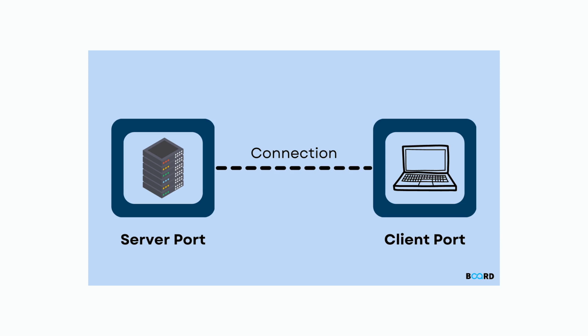The client creates a socket that identifies the IP address and port of the server it wants to connect to, initiates the connection, sends its request to the server, and receives the data in response. This seamless exchange of information between the client and server sockets is fundamental to the functioning of various network applications.